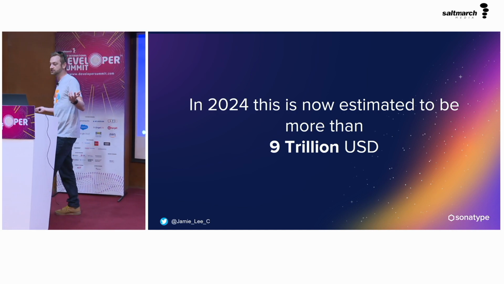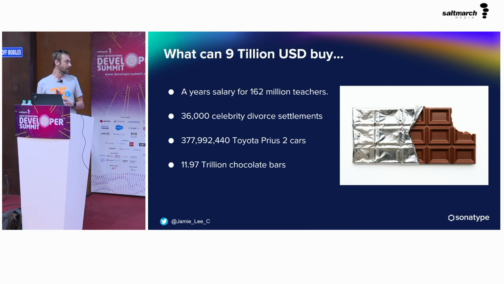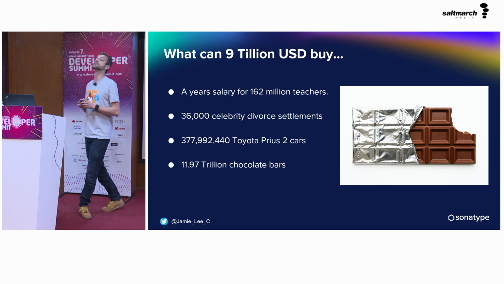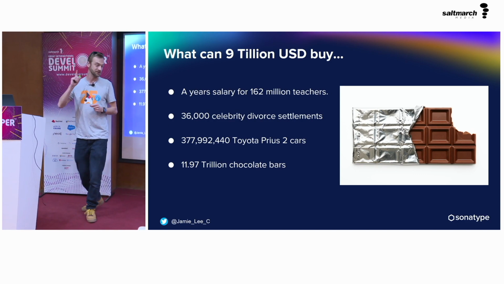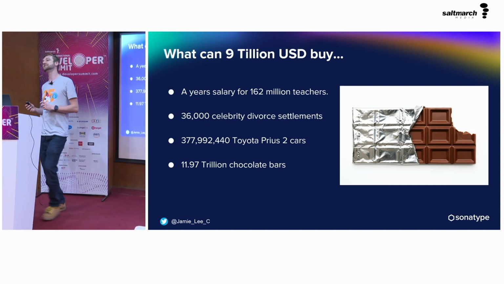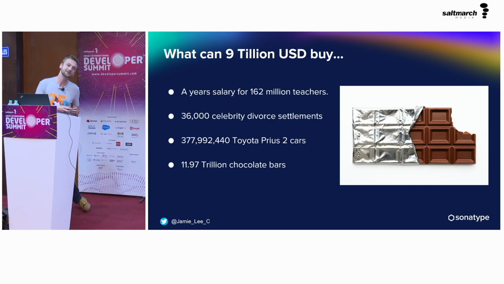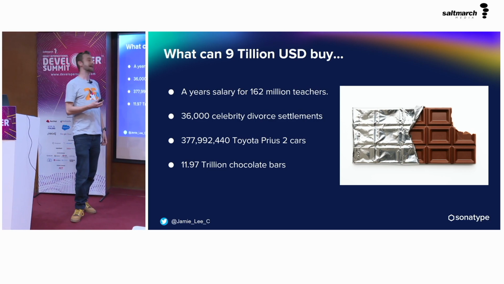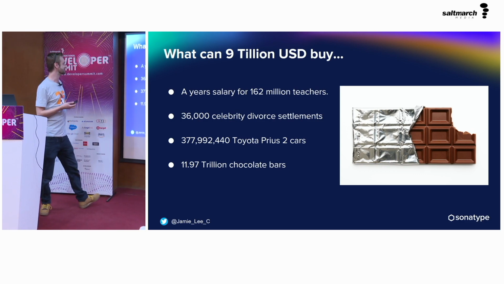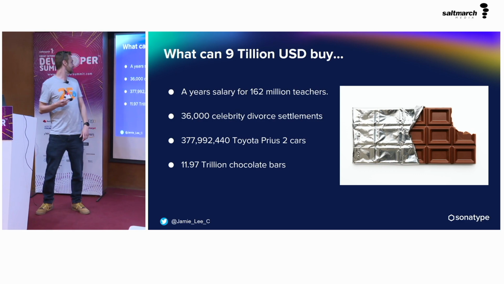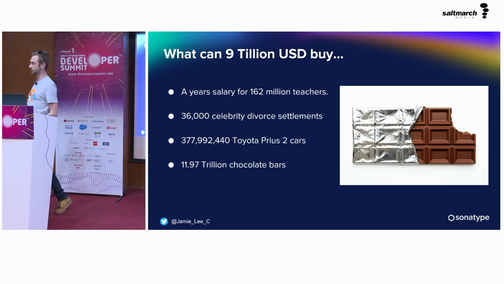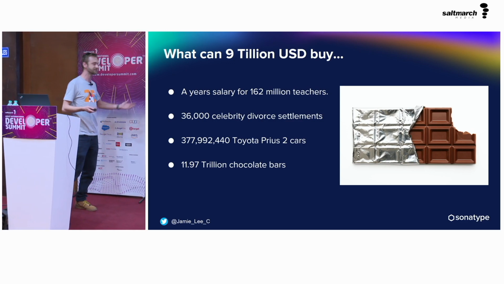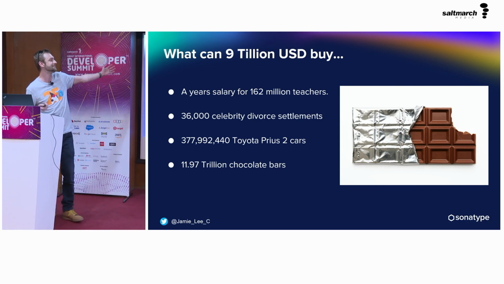But what can 9 trillion US dollars buy? Well, it can pay the salary for a year in the US of 162 million teachers. It can pay for about 6,000 celebrity divorce settlements. It can buy you a hell of a lot of Priuses, 377 million. Or it can buy you 11.9 million trillion chocolate bars. A lot of chocolate, right? And these cyber criminals, they're attacking us, they're taking our chocolate away, which is not good.